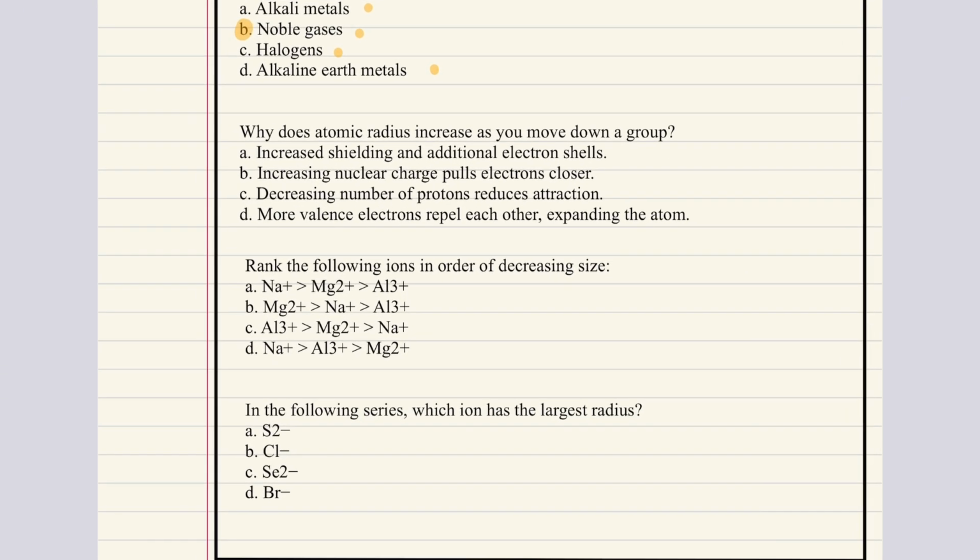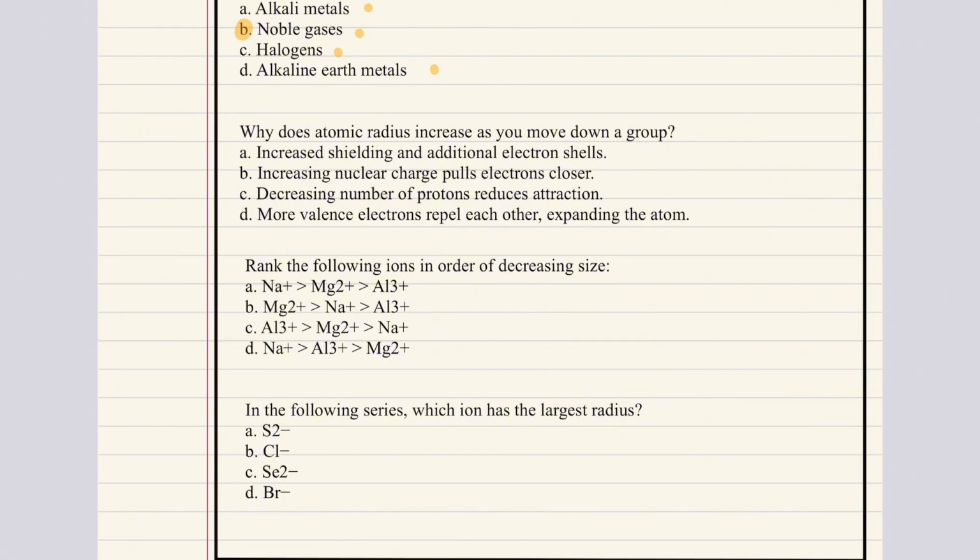The third question says, why does atomic radius increase as you move down a group? A says increased shielding and additional electron shells. B says increasing nuclear charge pulls electrons closer. C says decreasing number of protons reduces attraction. And D says more valence electrons repel each other, expanding the atom.